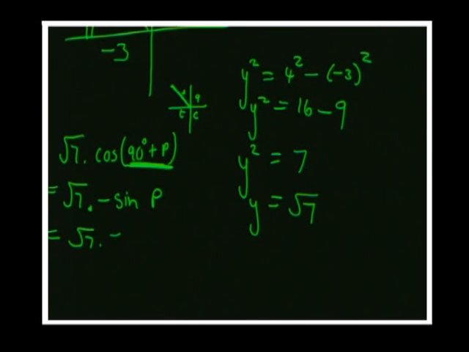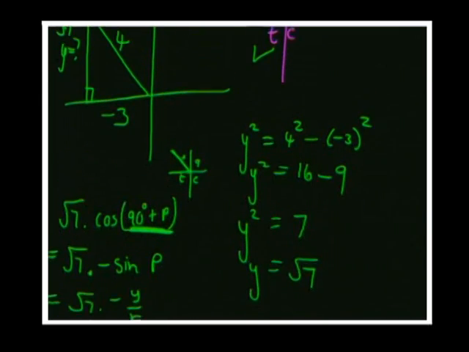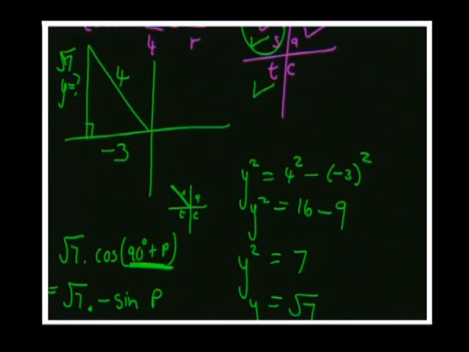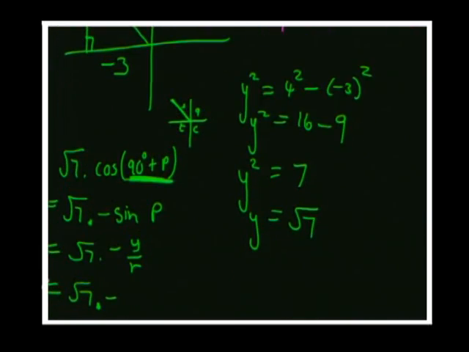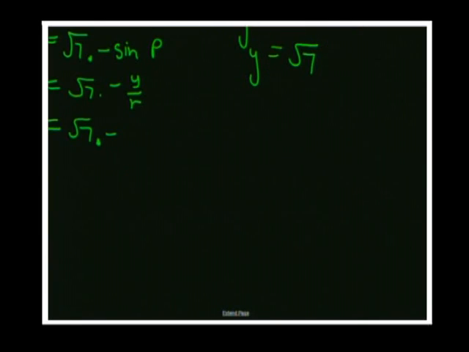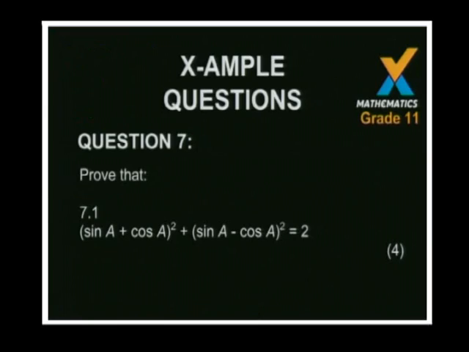I know that sine is y over r. So I go check in my diagram. What is my y? That's square root 7. And what is r? 4. So that's square root 7 over 4. And you simplify, and there's your answer. Exactly the same as all the previous questions.